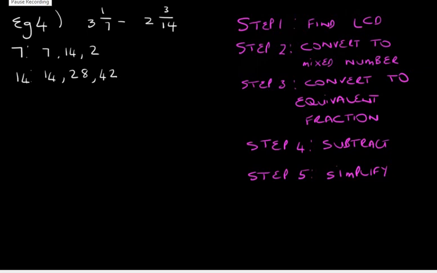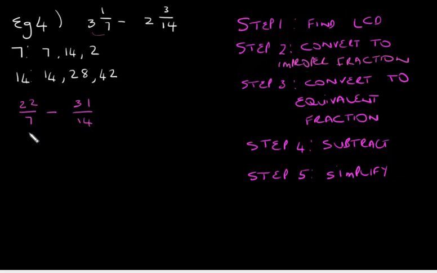We need to convert 3 and 1 over 7 and 2 and 3 over 14 to improper fractions. So 3 times 7 is 21, and 21 plus 1 is 22. So 3 and 1 over 7 is the same thing as 22 over 7. And then 2 times 14 is 28, and 28 plus 3 is 31. So now that we've converted to improper fractions, we need to convert to equivalent fractions. So let's do that.